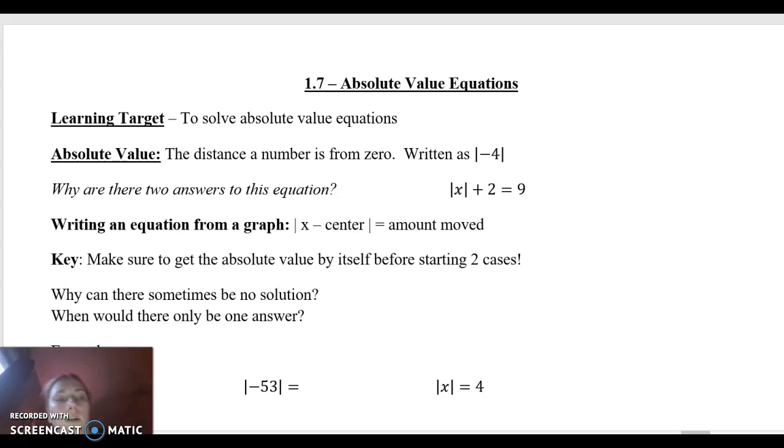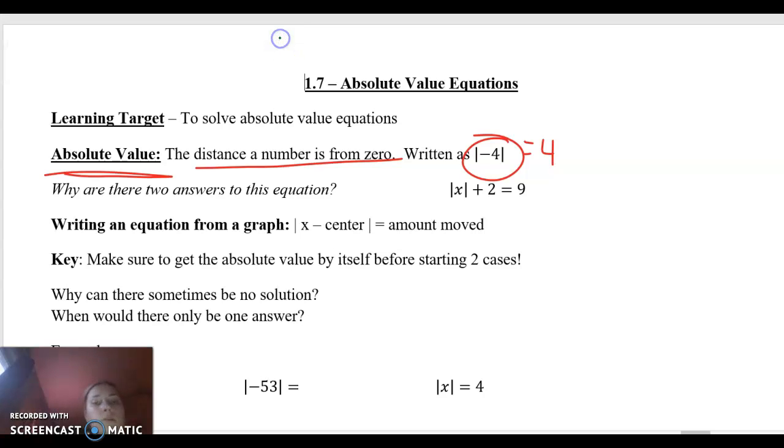We're going to start off by just talking about the definition of absolute value. So the absolute value is the distance a number is from 0, and it is written like this. So the absolute value of -4 is equal to 4. It is 4 spaces from 0.